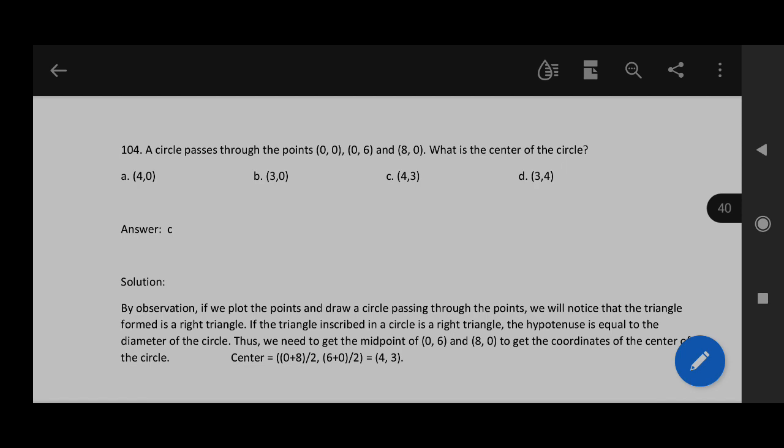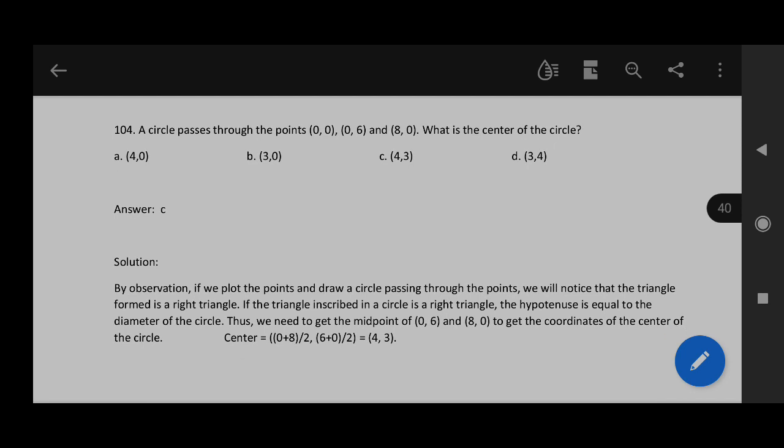Next, problem 104. A circle passes through the points (0, 0), (0, 6), and (8, 0). What is the center of the circle? Sagot daw dyan ay letter C. Pag na-encounter mo yan sa board exam yung tanong na yan, sagot dyan ay letter C, (4, 3). Yun yung h saka k.